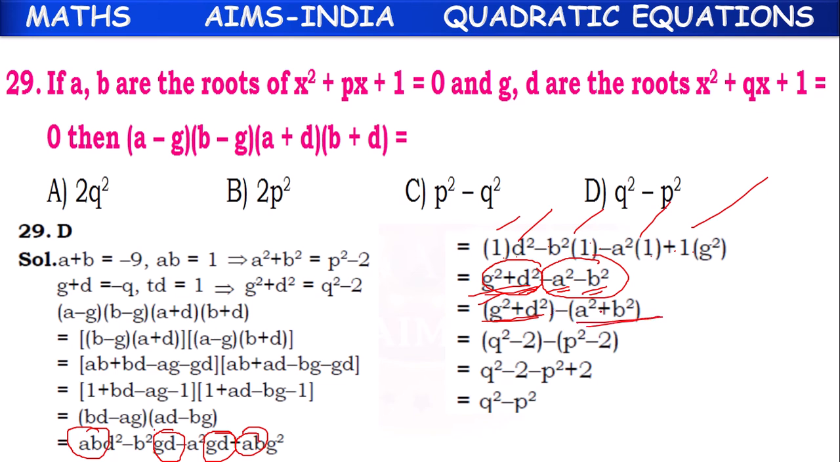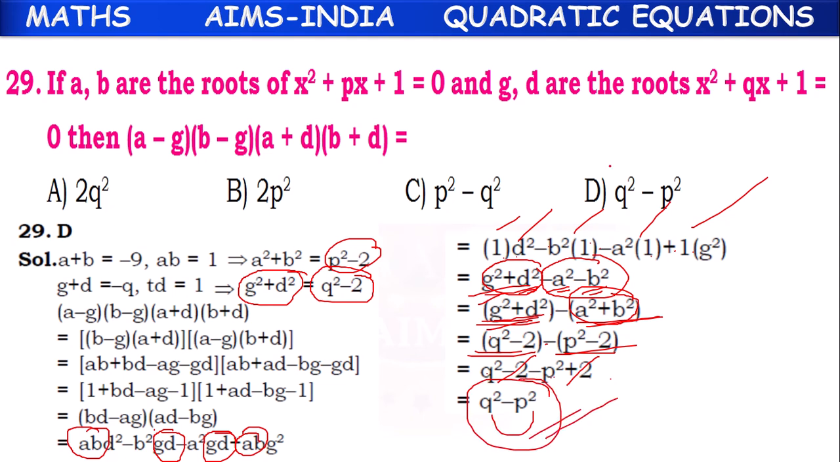So minus of a square plus b square will come. But gamma square plus delta square value we have already calculated, which is equal to q square minus 2. And a square plus b square value is p square minus 2. We have these two values. So q square minus 2 minus p square plus 2, minus 2 plus 2 cancel. q square minus p square is the answer. So option D is correct.